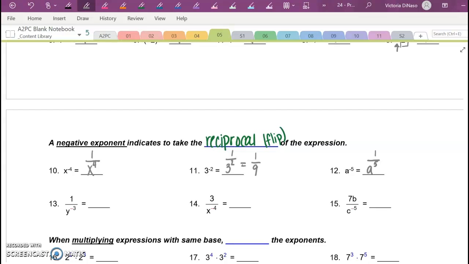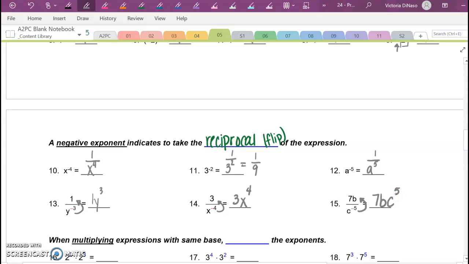Numbers 13 through 15, the base is each a variable raised to a negative exponent, and you're going to move it into the numerator. So we're going to take the reciprocal by moving it to the numerator. That is flipping it. So we have 1 times y cubed, or you could just say y cubed. In number 14, we're going to move this to the numerator, so we have 3x to the 4th. In number 15, we're just going to take c to the negative 5th, and we're going to move it to the numerator, so we have 7bc to the 5th.